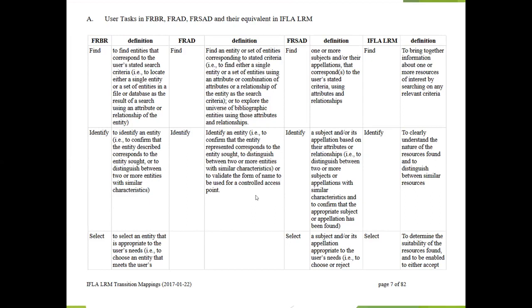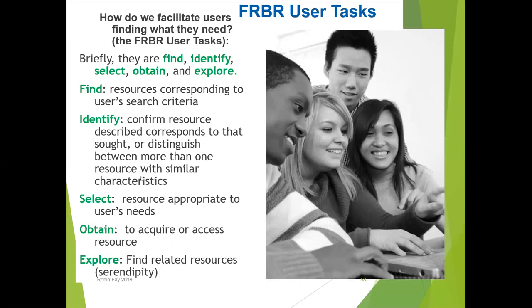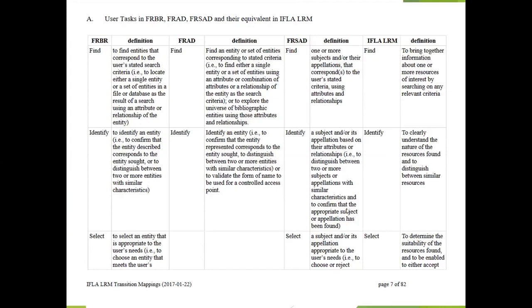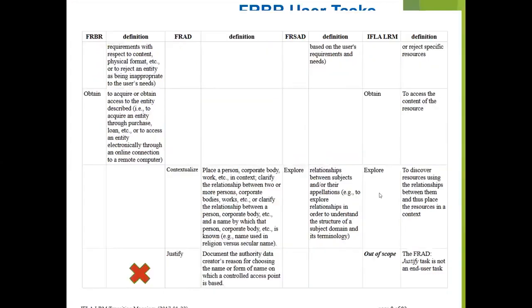In Ferber, it was can they find entities that correspond to the user's stated search criteria, and they give you an example. And the definition under IFLA is to bring information about one or more resources of interest by searching on a relevant criteria. So I think they've really simplified the actual definitions, although we've sort of simplified the definitions a whole lot in terms of how we talk about these, but the formal official definitions have been very much simplified. In terms of obtain, the same sort of thing.